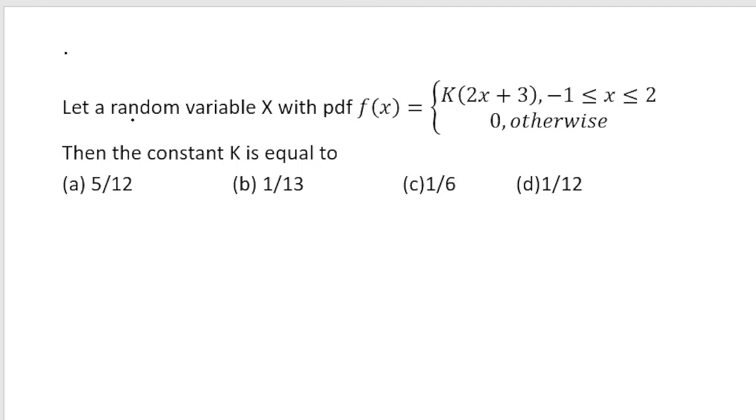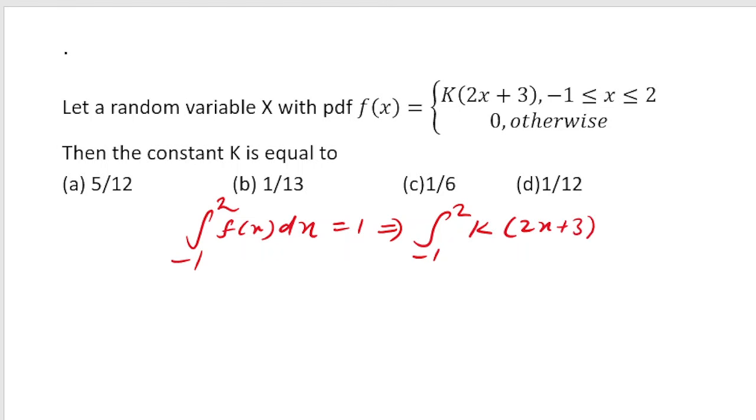Next, let a random variable x have this probability density function. What is the constant k? For this to be a probability density function, the integration in the interval minus 1 to 2 should be equal to 1. So we need to integrate from minus 1 to 2 of k times 2x plus 3 dx, which is equal to 1. k is a constant, so we can take k out, and the integration of 2x plus 3 is x square plus 3x, from minus 1 to 2, equal to 1.